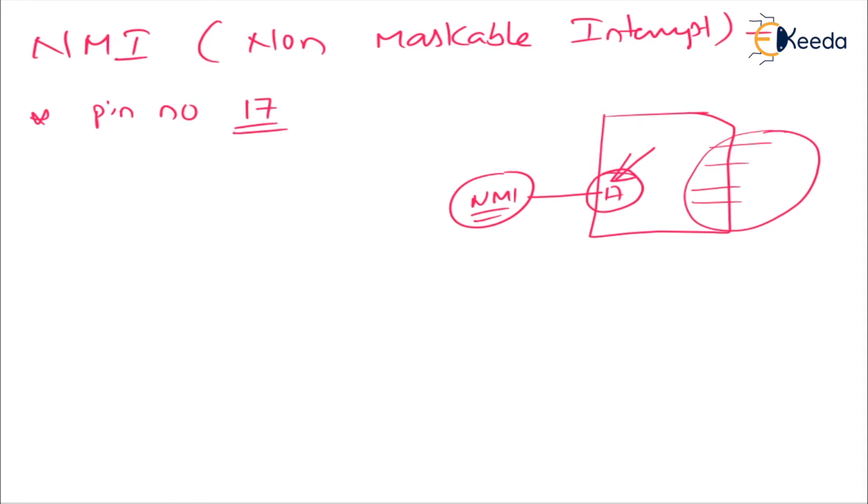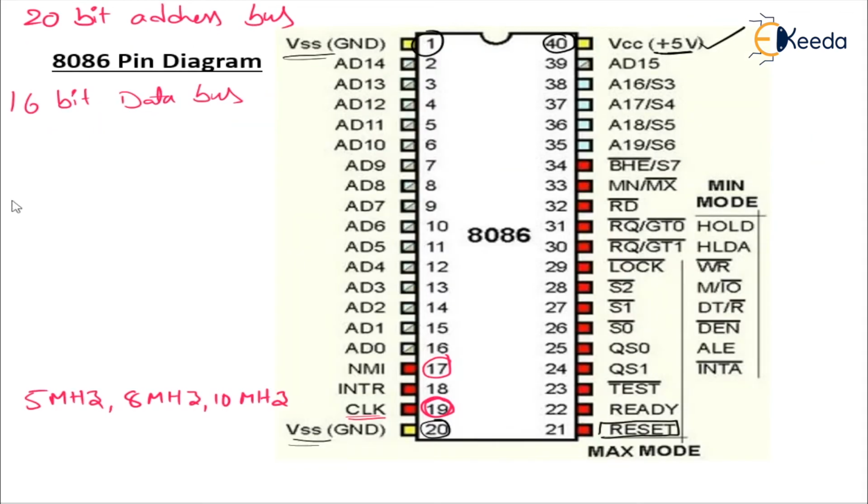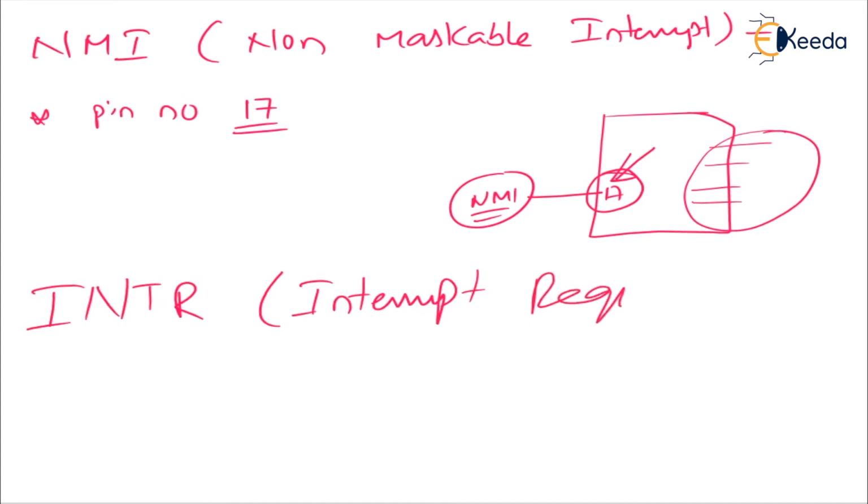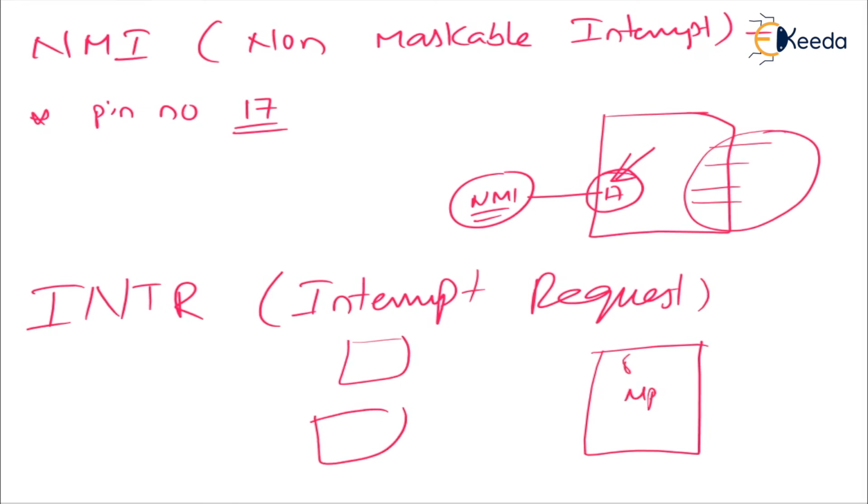Next is INTR, which means interrupt request. What is the use of interrupt request? Suppose some other peripheral devices, such as IO devices, want to communicate with the 8086 microprocessor. Then they have to raise this interrupt request.